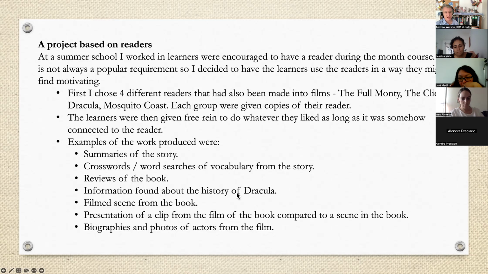They found out information about the history of Dracula and the different countries that it's set in, like Romania and also the town of Whitby in Yorkshire in England. They filmed a scene from the book, dressed up as Dracula and so on. Made a little movie, a video of that. They did a presentation of a clip from the movie compared to a scene in the book. They produced biographies and photos of actors from the film. So that was quite productive.